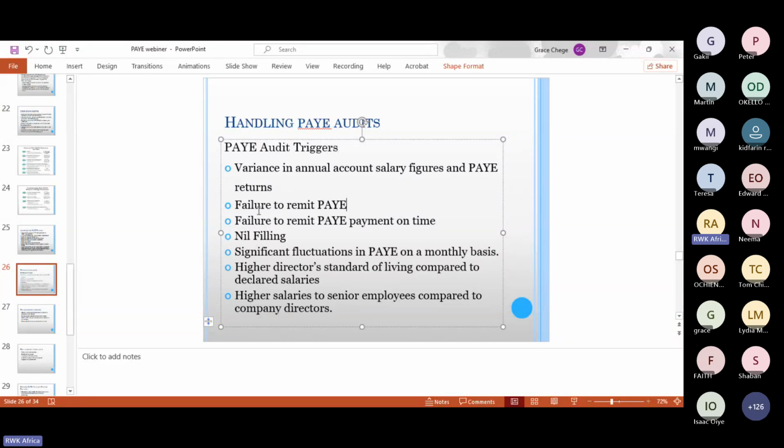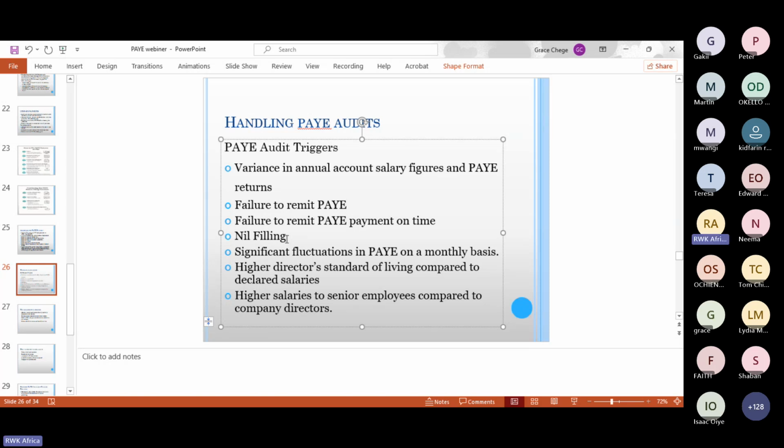Also, if you have filed for your PAYE, but you have not remitted the same, this is a trigger to KRA. Failure to remit PAYE payments on time. So you file, yes, on time, but when it comes to payment, you delay. So if you do this enough times, KRA is going to come after you.